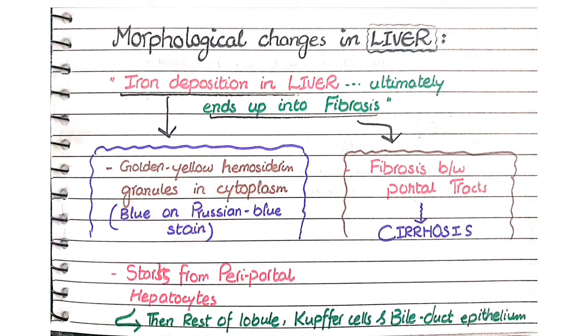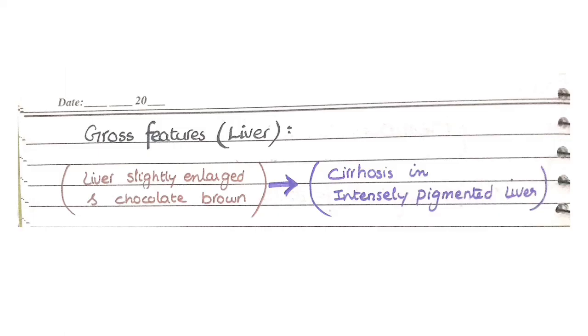And this iron deposition is initially in the periportal hepatocytes, then it progresses into the center of the lobule, and when it is progressing towards the center of the lobule, it starts to affect other cells also, that are Kupffer cells and bile duct epithelium. Finally, fibrosis appears initially as fibrotic bands between the adjacent portal tracts, and ultimately this ends up in cirrhosis. So this concludes the pathological features of hemochromatosis.